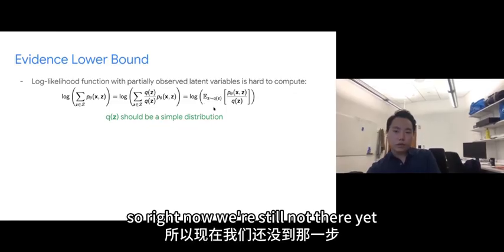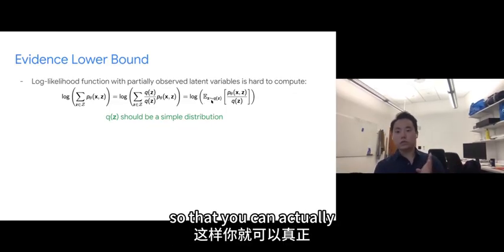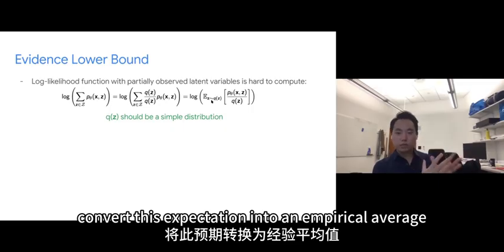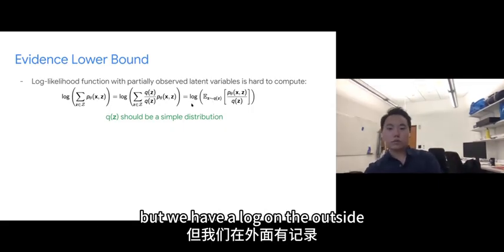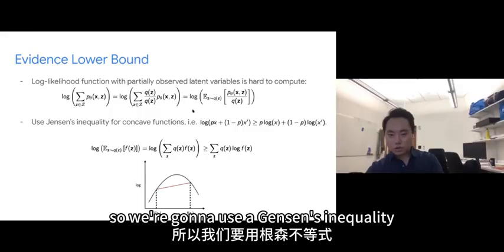So right now, we're still not there yet. Usually, you want the expectation to be right on the outside, so that you can actually convert this expectation into an empirical average. But we have a log on the outside. So what can we do? We're going to use Jensen's inequality.